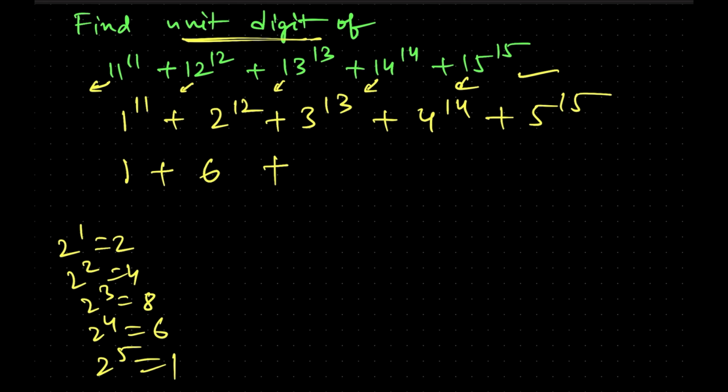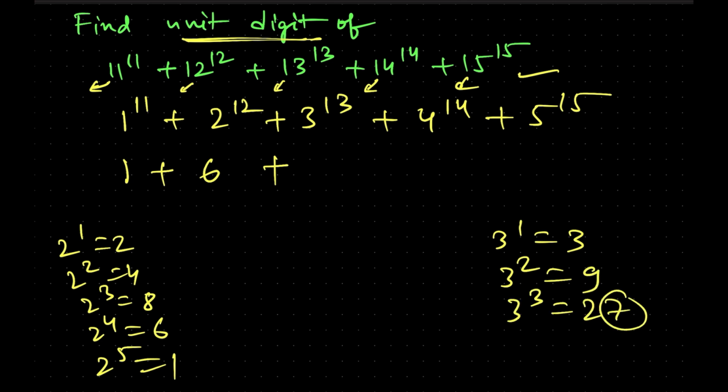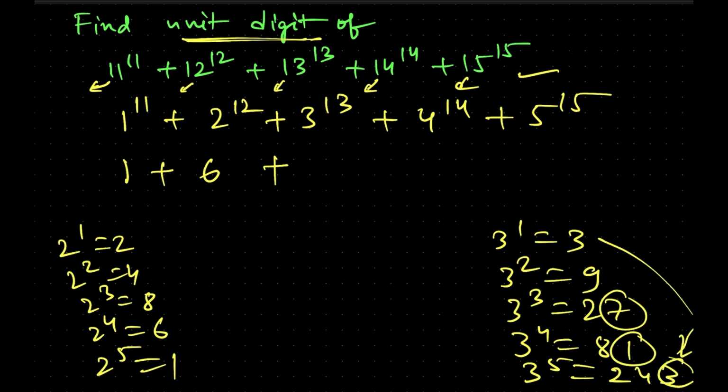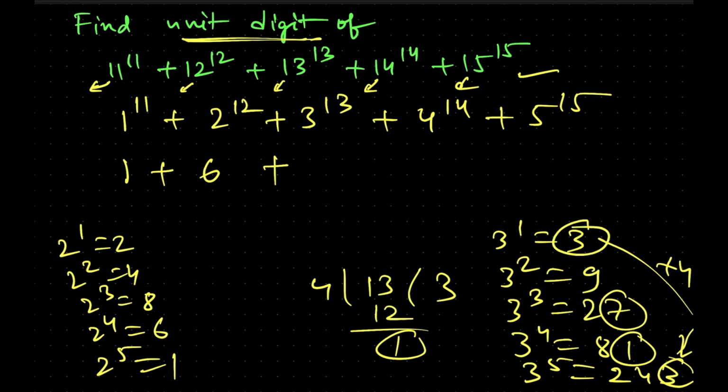Now for 3: 3 squared is 9, 3 cubed is 27, so 7 is the last digit, 3 to the power 4 is 81, so 1 is the last digit. Then it will start repeating: 3 to the power 5 is 243, so 3 is the last digit again. So the cycle length is 4. For 13, if we divide 13 by 4 we get remainder 1, which means we come back to the first position, so 3 will be the unit place digit.